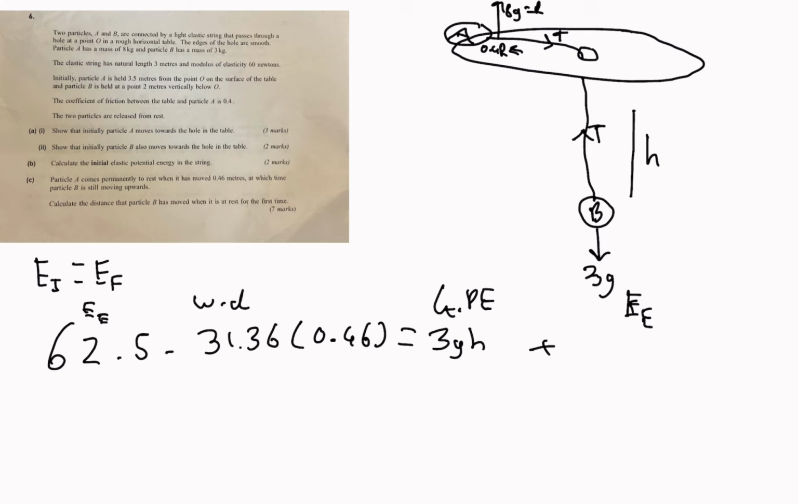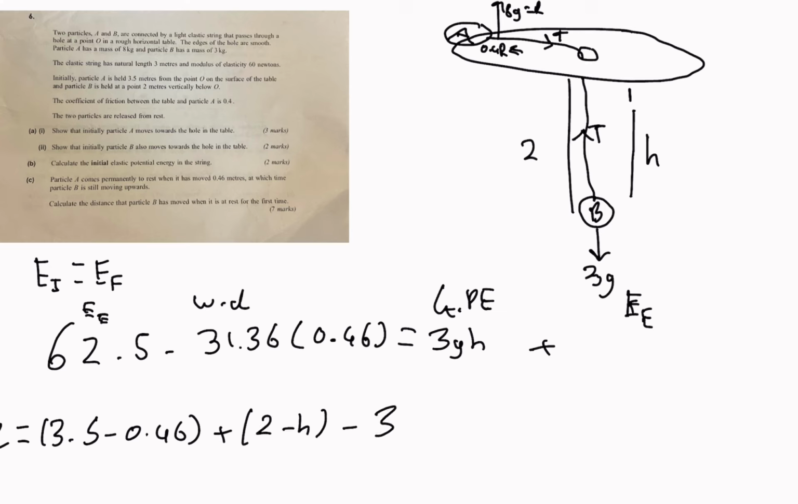Okay, so the hardest part of this question is finding the right extension to use. So we can say that the extension is going to be 3.5 take away 0.46. That's what we know so far. And then we're going to add on 2 take away h, because that entire length below the table is 2 meters, and the height it moves up is going to be h. So the distance from O is going to be 2 take h. And then we're going to take away 3, because that's the natural length. This leaves us with 2.04 take h.